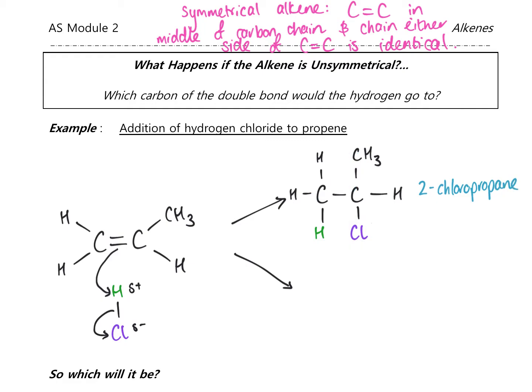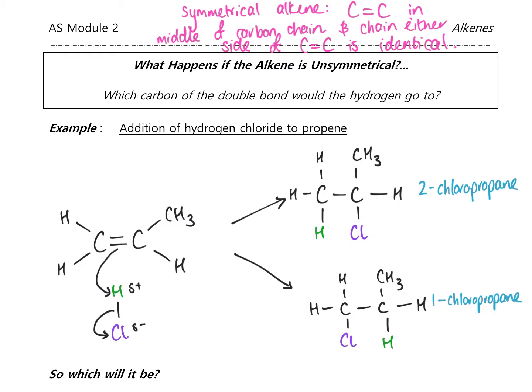But the hydrogen could also add to the other carbon, so the second carbon. This time the hydrogen has added to carbon 2, and that leaves carbon 1 as the carbocation, and the chloride ion would form a bond with that carbon. So this time the hydrogen has added to carbon 2 and the chlorine has added to carbon 1. Let's name this molecule. Well, again, it's going to be propane because your longest chain has 3 carbons in it. Your substituent is on carbon 1 this time. So this is going to be called 1-chloropropane.